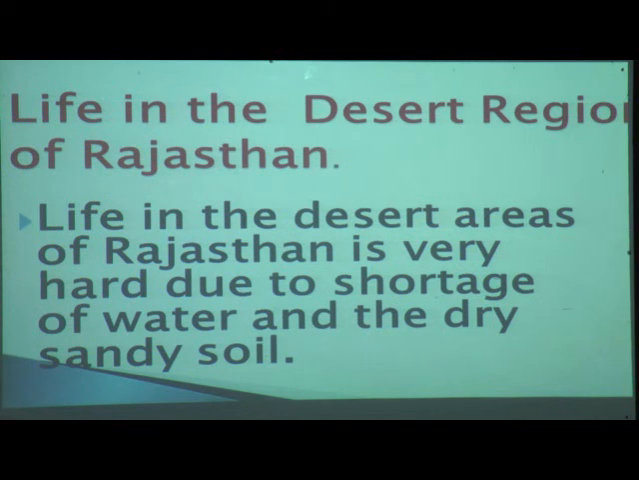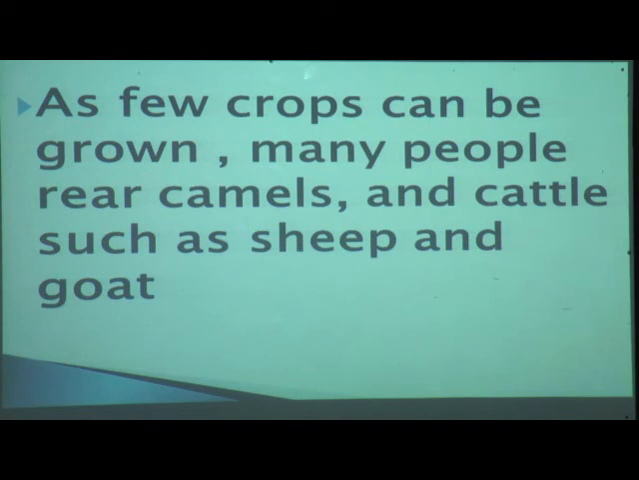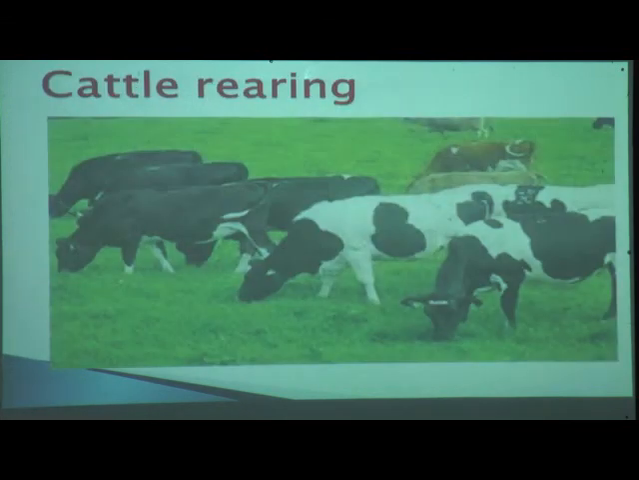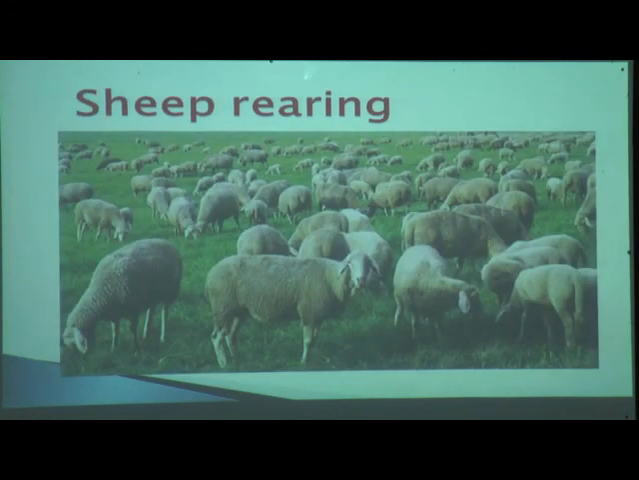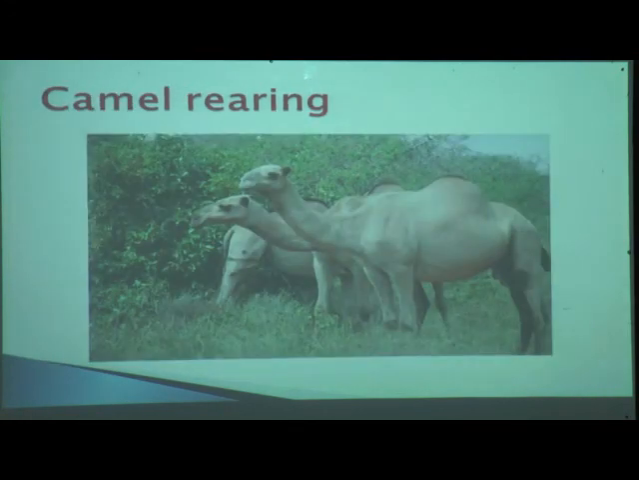It is not only for humans; for the animals that live there, water is also very important. Due to the lack of water and the sandy soil, only a few crops can be grown here. What are they? I can tell you all. They can also do rearing of camels, cattle and sheep, and goats also. So this is cattle rearing, a few cows, sheep, goats, camels.